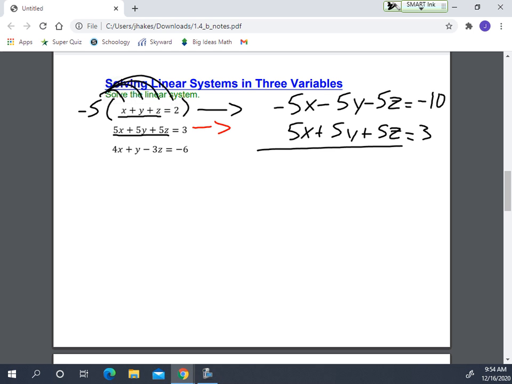Okay, if I add these together, look, these are all opposites. x's cancel, y's cancel, z's cancel. I'll get 0 down here. -10 plus 3 is -7. Question for you. Does 0 equal -7? No. 0 does not equal -7, so what does that mean?